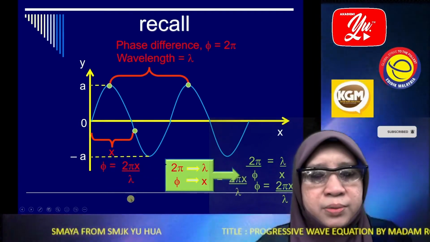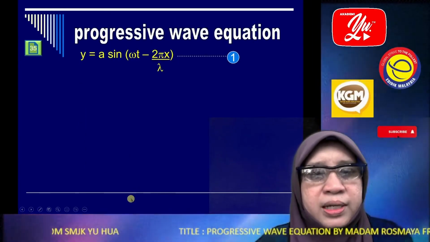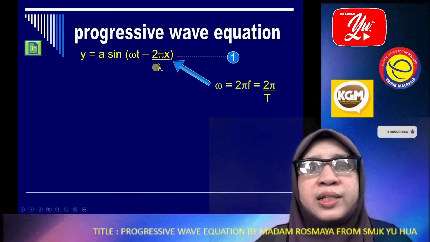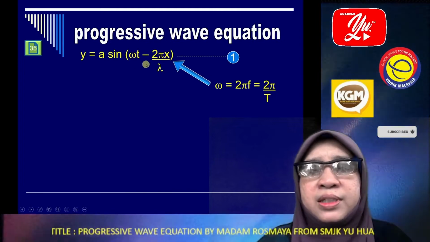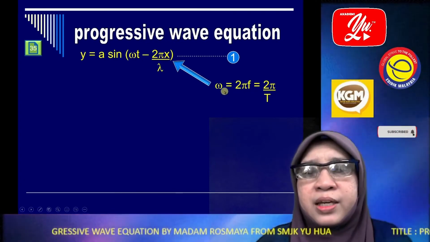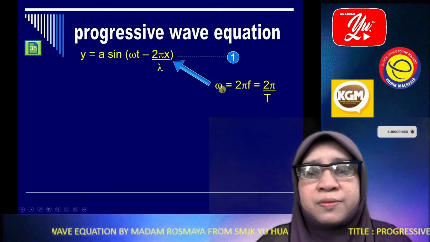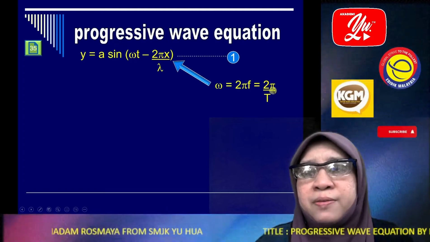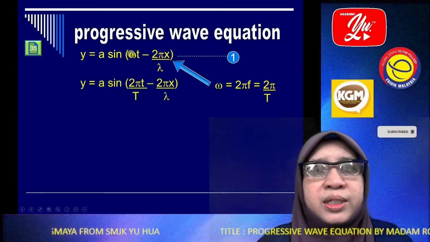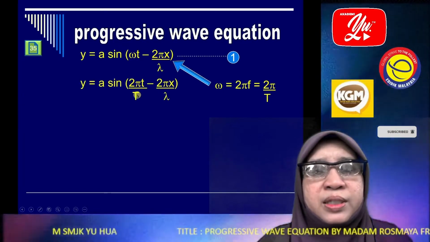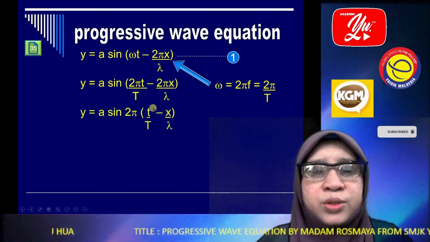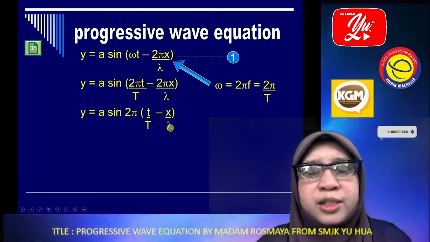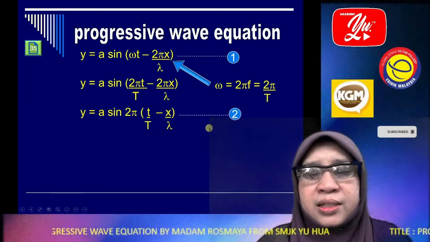Okay, now we go to the next slide. This is the first progressive wave equation. We can also relate the angular velocity to 2 pi f. Angular frequency equals 2 pi f. So f is 1 per T. You substitute in angular frequency as 2 pi per T. So we can factor out 2 pi, and the bracket becomes t per T, where T is the period, minus x per lambda, the wavelength. So this is the second equation.